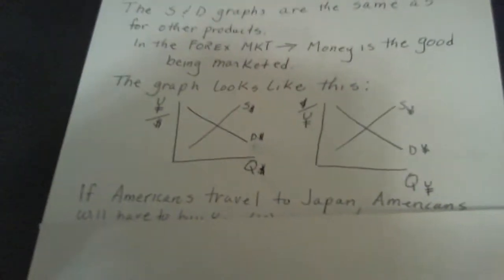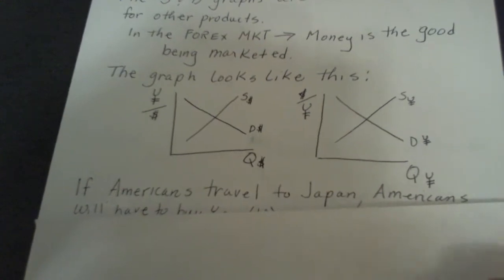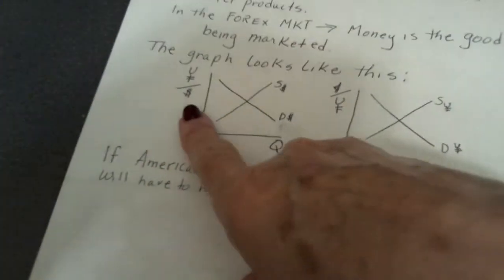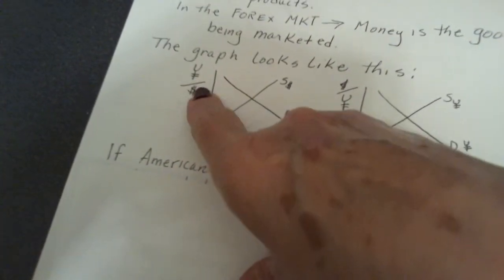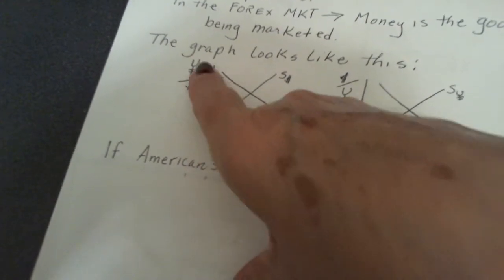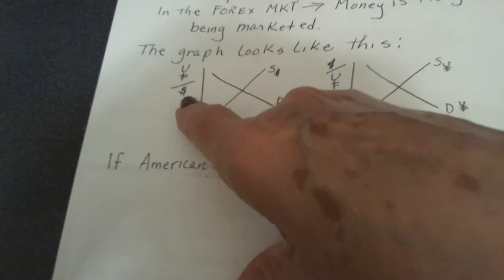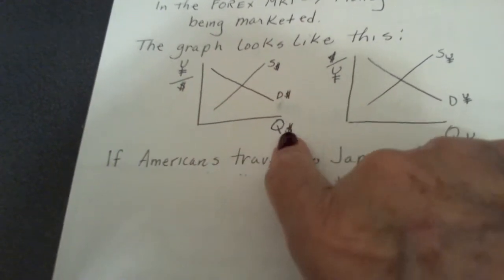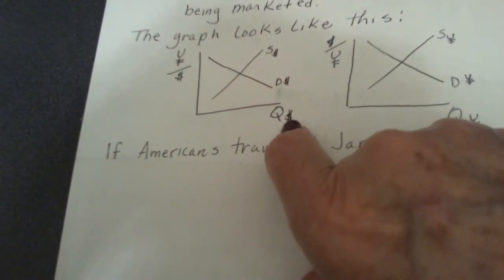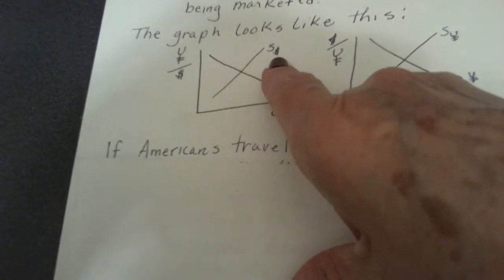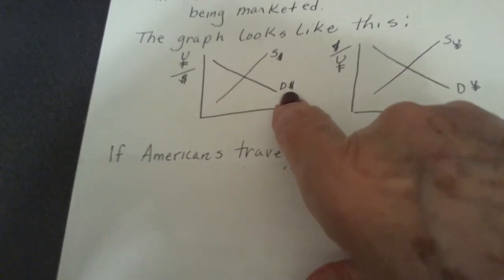The graph looks like this. And notice, let me get in here closer. You can see that we've got yen per dollar instead of price. So where you would put P, it is yen per dollar. Quantity is quantity of dollars. We get supply of dollars, demand for dollars.